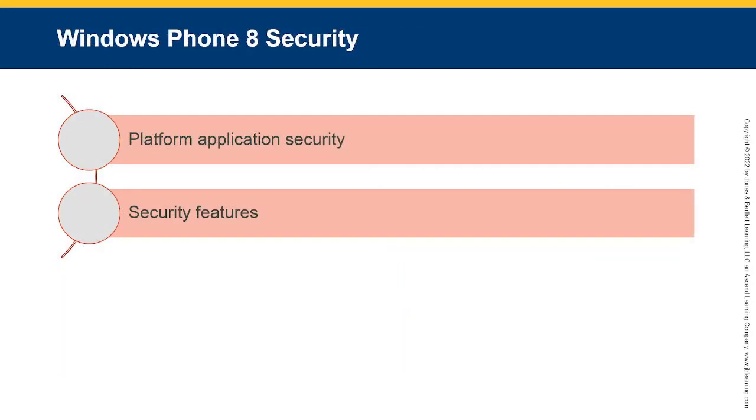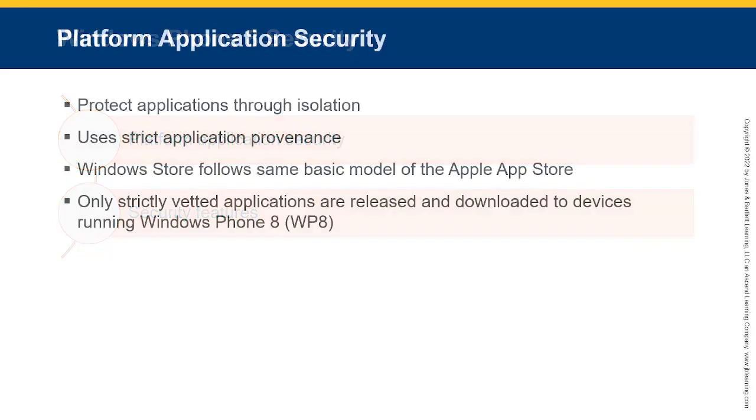Let's look at the platform security, application security, and security features of Windows Phone. The platform and application security protect applications through isolation and use strict application provenance. The Windows Store follows the same model as the Apple App Store. Only strictly vetted applications are released for download on devices running Windows Phone 8.